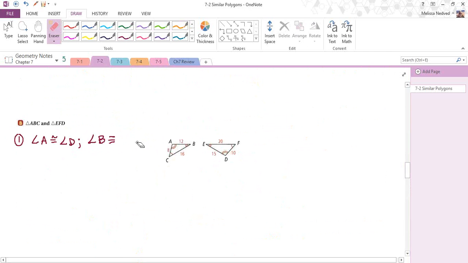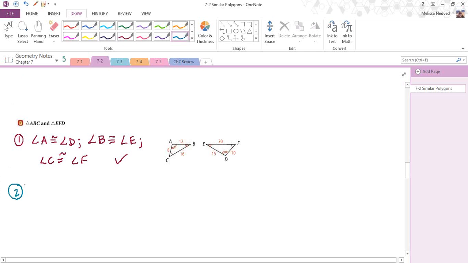Let me try that again. It's a little hard to read. And angle C has 1 marking, as does angle F. So I do have 3 congruent angles. Corresponding angles are congruent. That part checks out again, just like I did last time. Now let's check our sides.